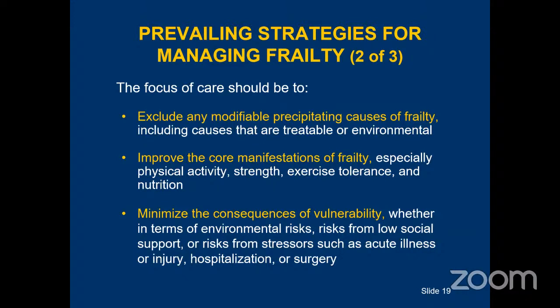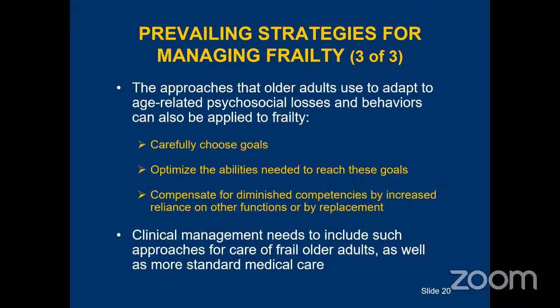Third is minimize the consequences of vulnerability, whether in terms of environmental risks, risk from low social support, or risk from stressors such as acute illness or injury. As we said, these patients are going to be very vulnerable to stressors, so we don't want them to be exposed to these stressors. The approaches that older adults use to adapt to age-related psychological losses of behavior can also be applied to frailty: to carefully choose the goals, optimize the abilities needed to reach these goals, compensate for diminished competencies by increasing their reliance on other functions or by replacement.